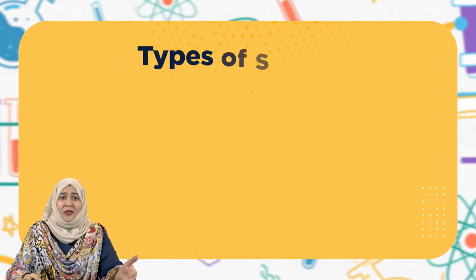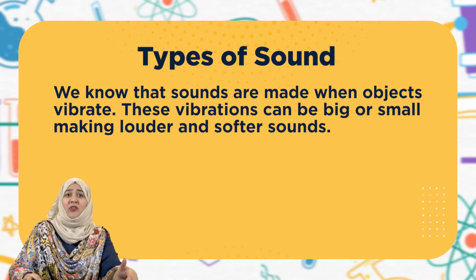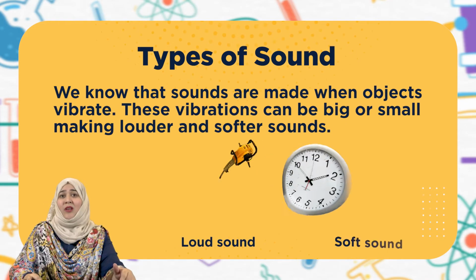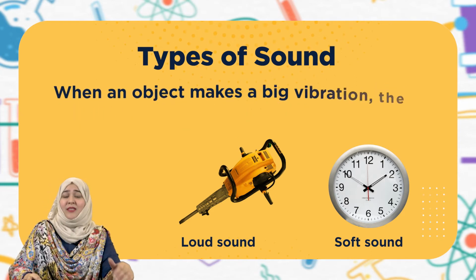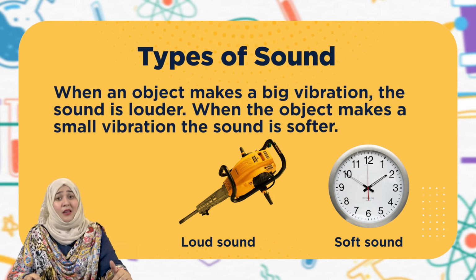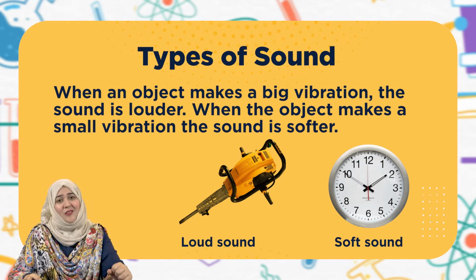Few types of sound. We know that sounds are made when objects vibrate. These vibrations can be big or small, making louder and softer sounds. When an object makes a big vibration, the sound is louder. When the object makes a small vibration, the sound is softer.